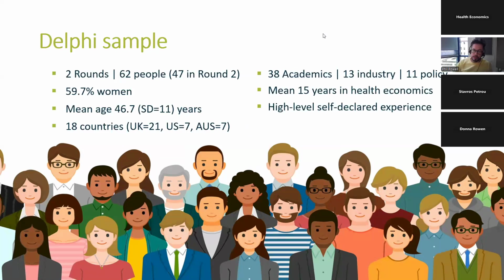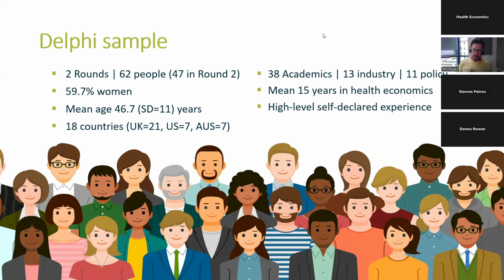About half, well, slightly over half were women. Mean age was again sort of in that middle age bracket. Quite nicely, we had 18 countries represented by the international scope of the academics that were working in the area, but there were, as you'd expect, clusters within UK, the United States, and Australia.